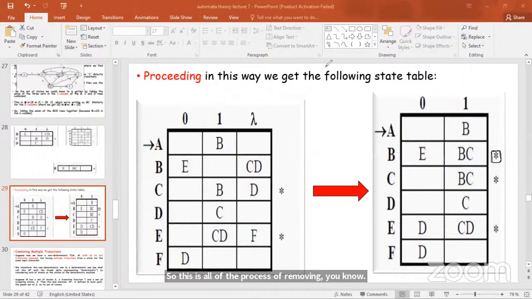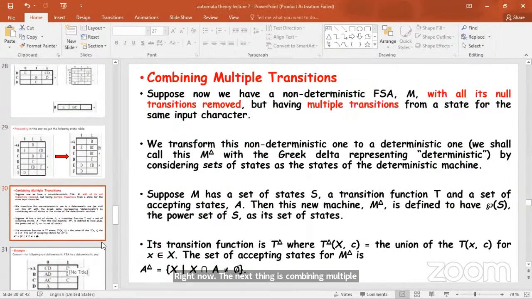Now, the next thing is combining multiple transitions. How do we combine multiple transitions?